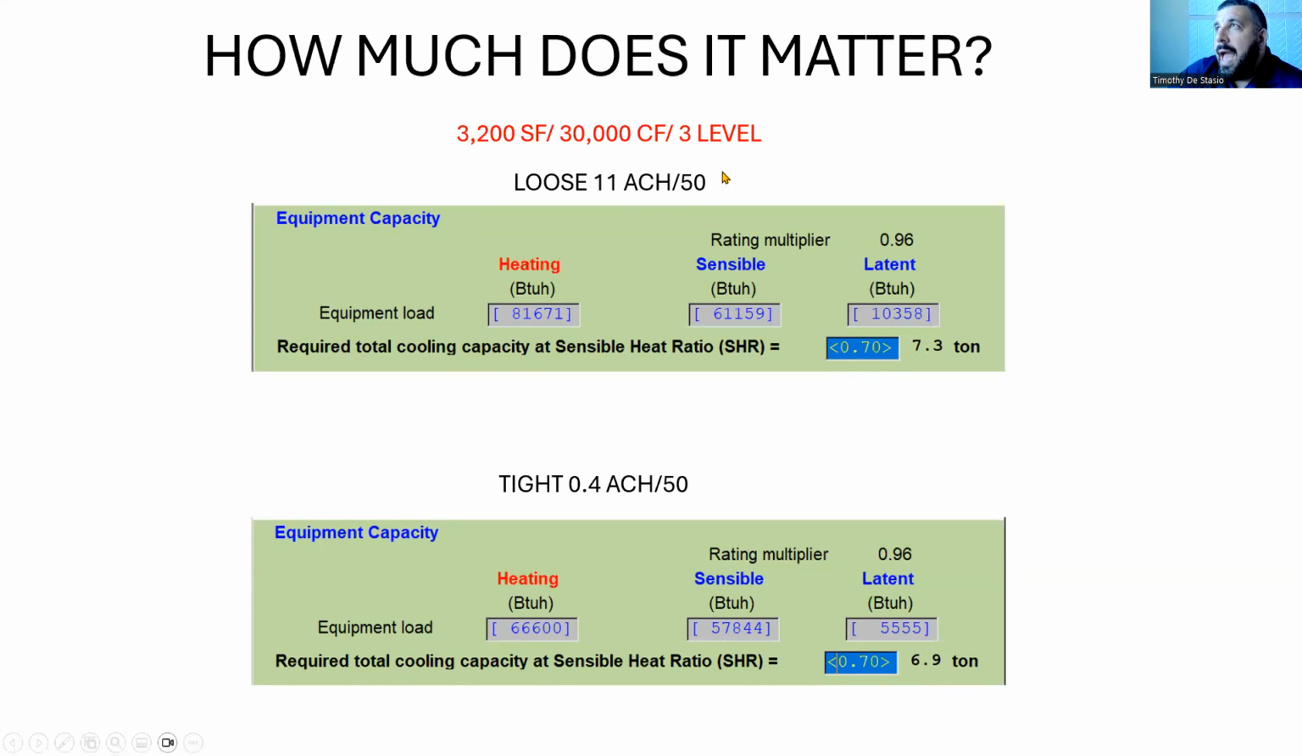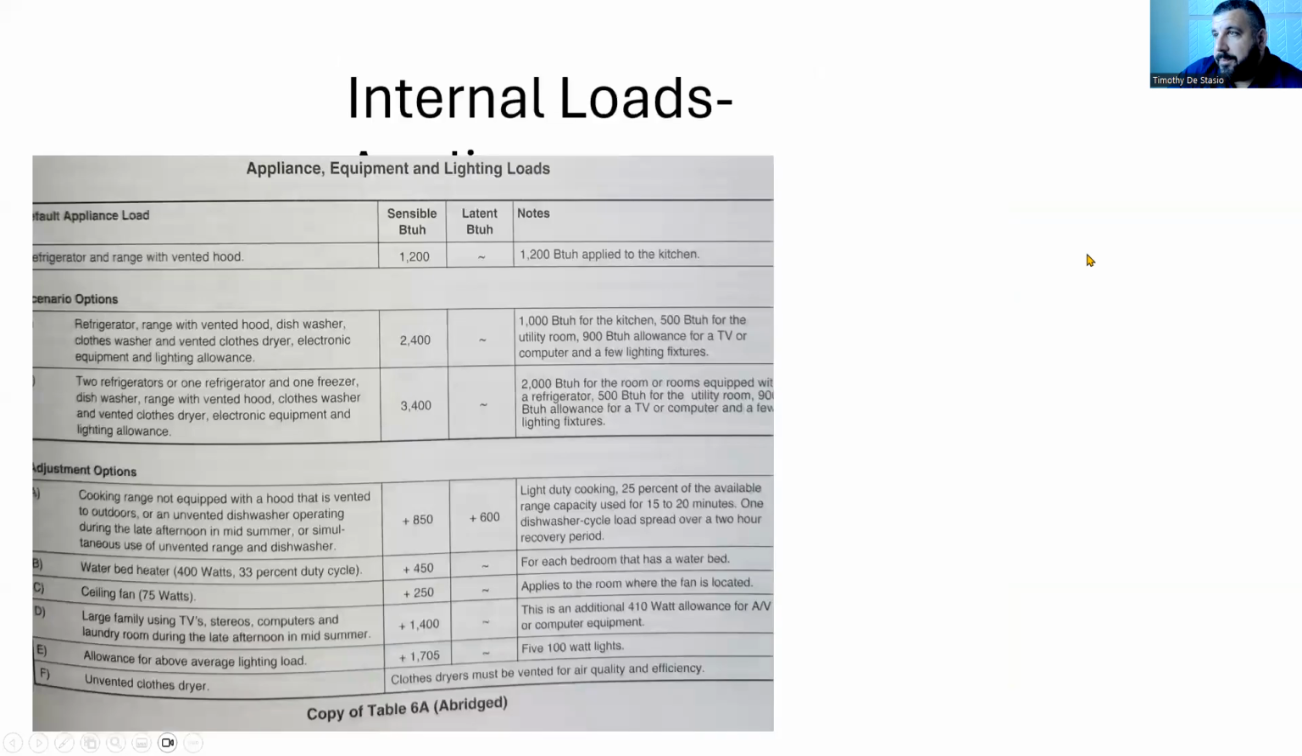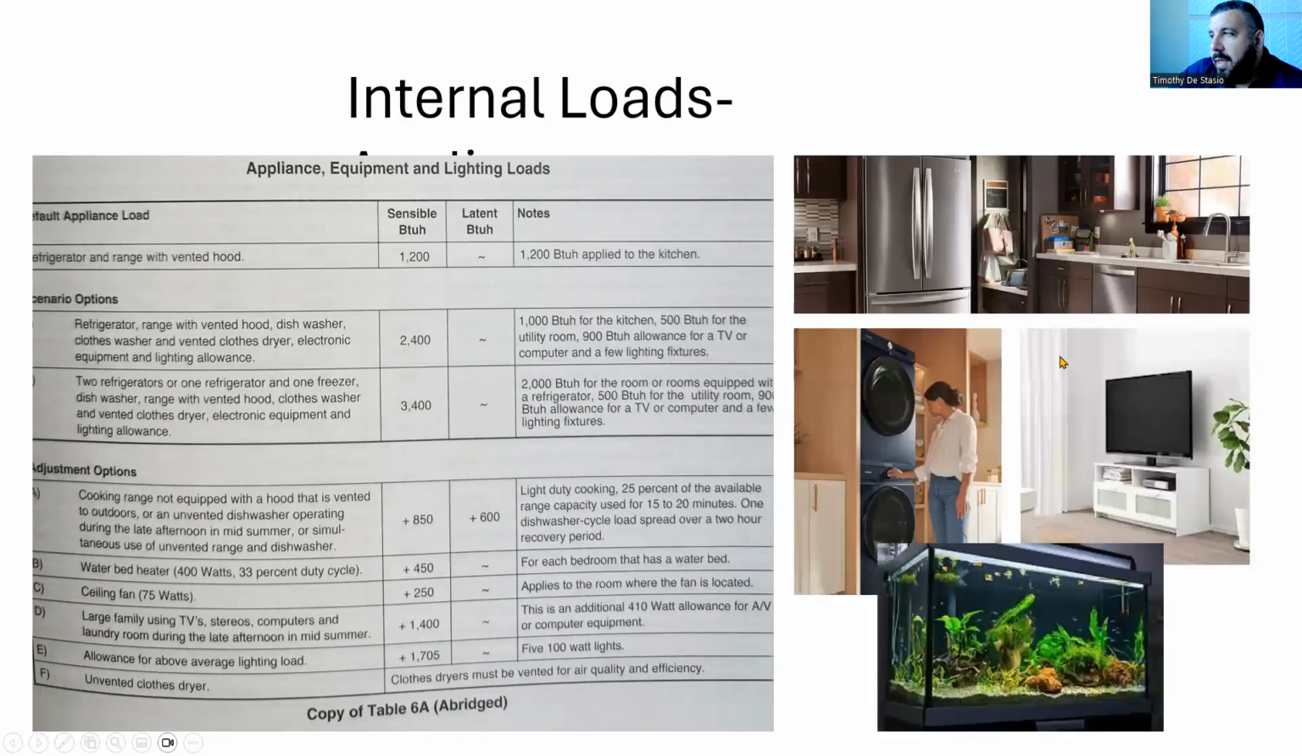There was no way to accurately interpolate that. And so this number could have been a lot higher than that. So just know that when you're dealing with super loose homes, again, just simply putting loose may not be loose enough. Internal loads. These are things like appliances in the house.